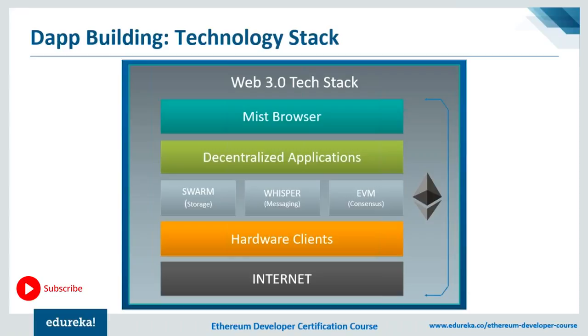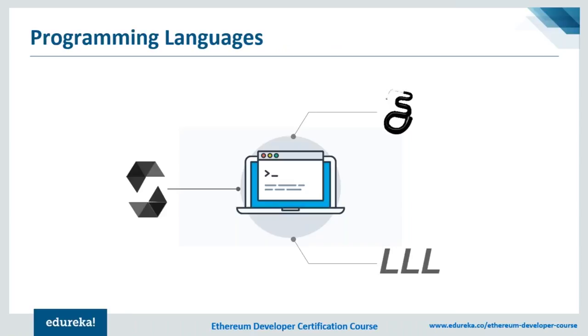Okay, so let's drill down to a micro level where I'll discuss some of the major tools used for developing Ethereum-based decentralized applications. So first things first, to develop any application, we need a programming language. Similarly, to develop a decentralized application, we need to first create a smart contract. So the programming languages that are used for smart contracts are, as you can see, Solidity, Serpent, and LLL.